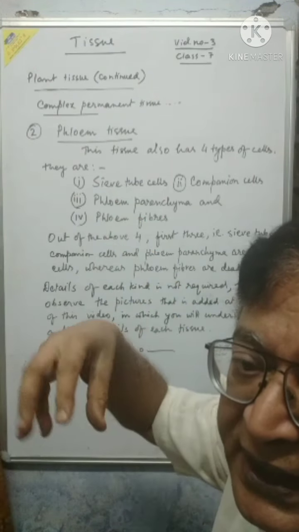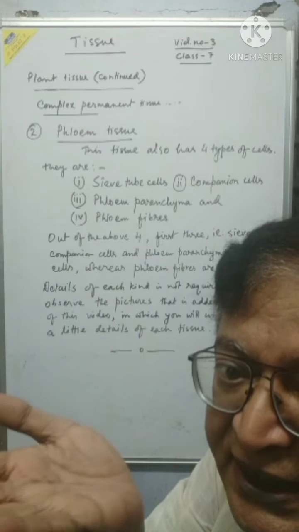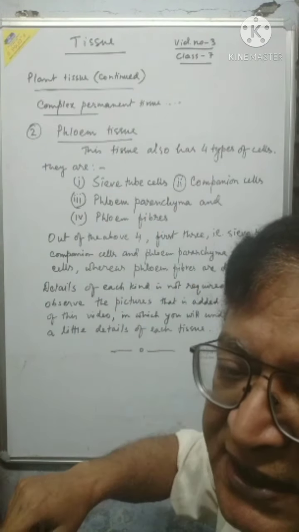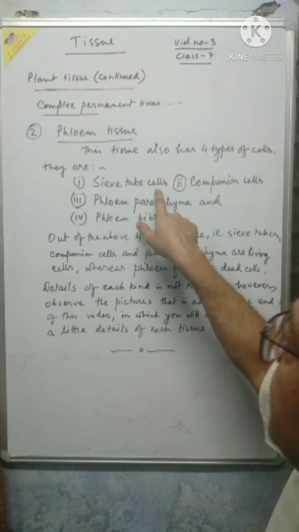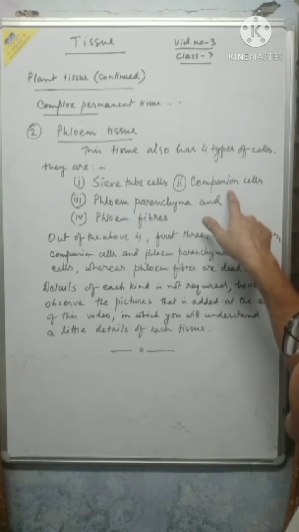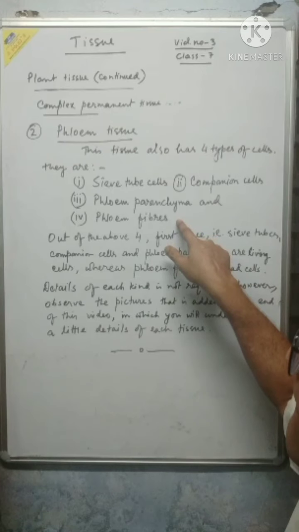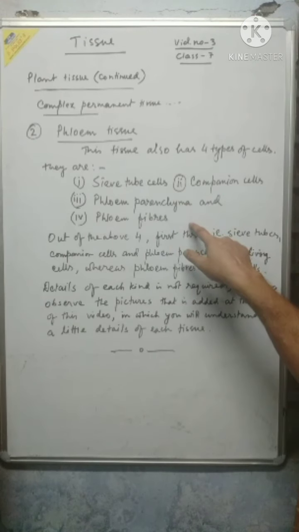Sieve means perforated. A sieve you use for separating tea from the tea leaves. They have a sieve in the cell. You will see it in the picture I will show. That's why their name is sieve tube cells. Companion cells, who give company to the sieve tubes, phloem parenchyma and phloem fibers. Sieve tube cells, companion cells, phloem parenchyma and phloem fibers.